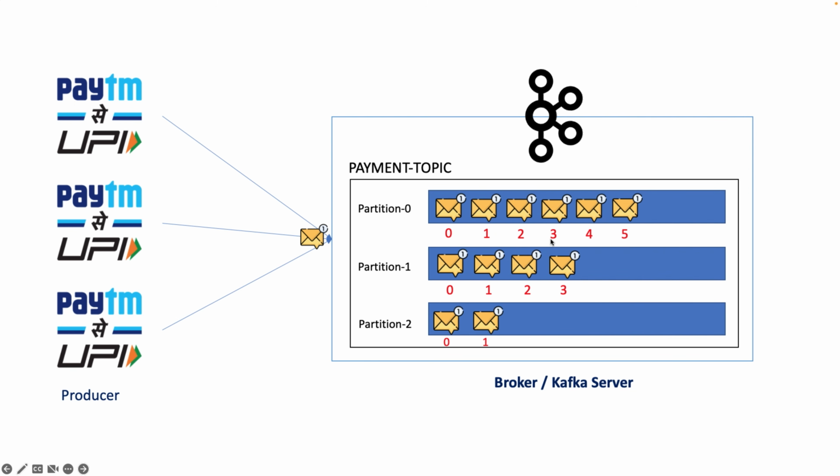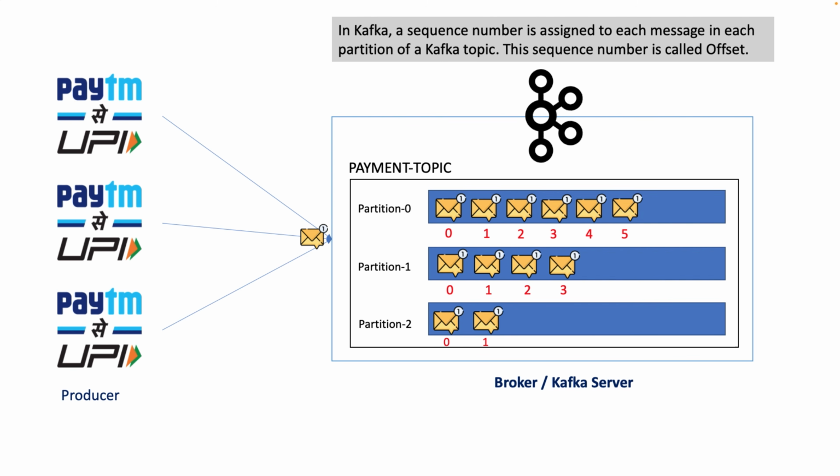0, 1, 2, 3, 4, 5. These are the sequence numbers assigned to each and every message, that is called offset. So the purpose of offset is to keep track of which messages have already been consumed by the consumer.